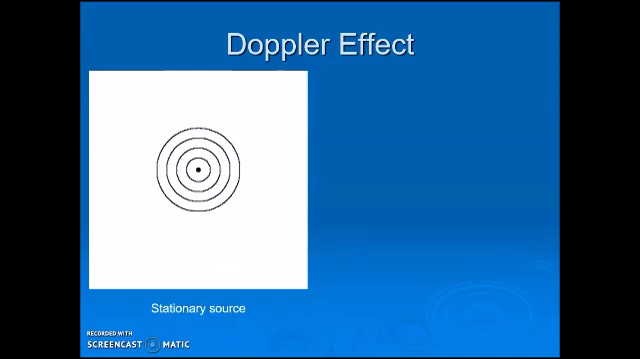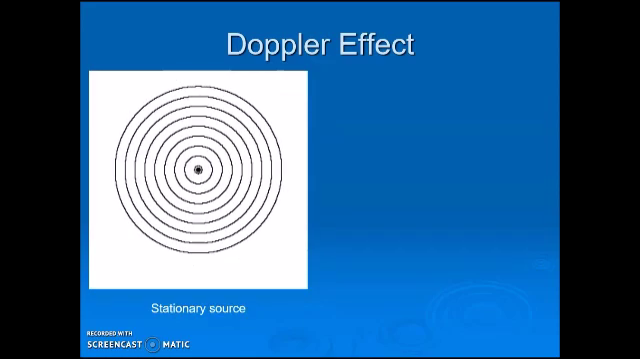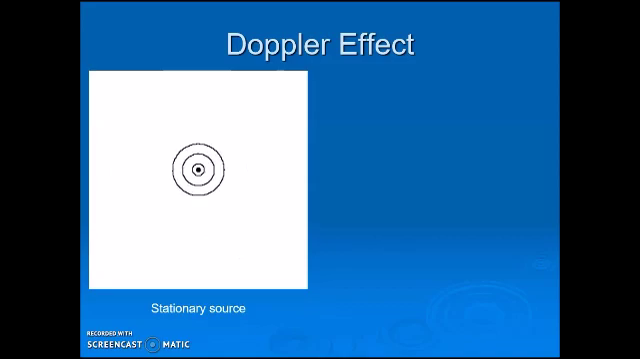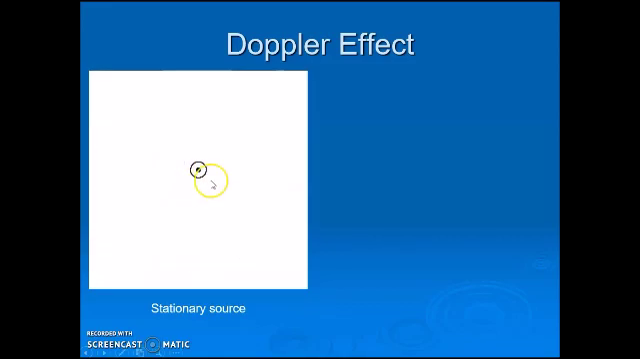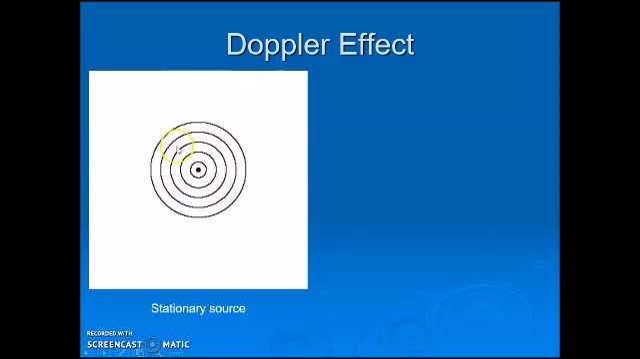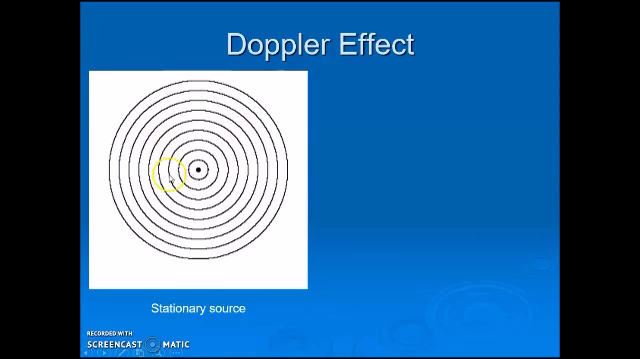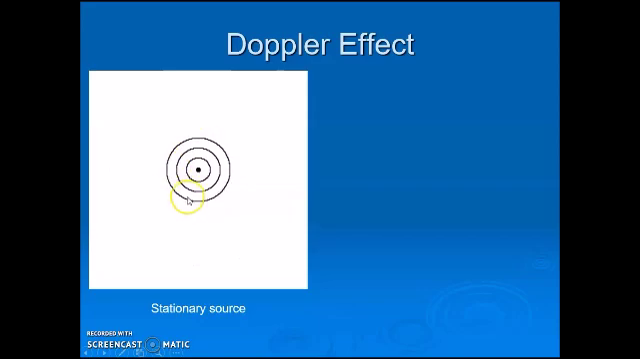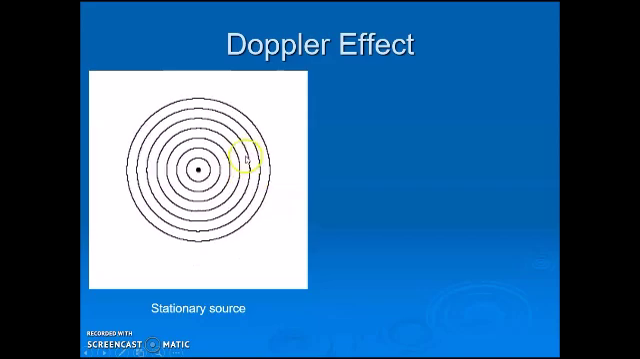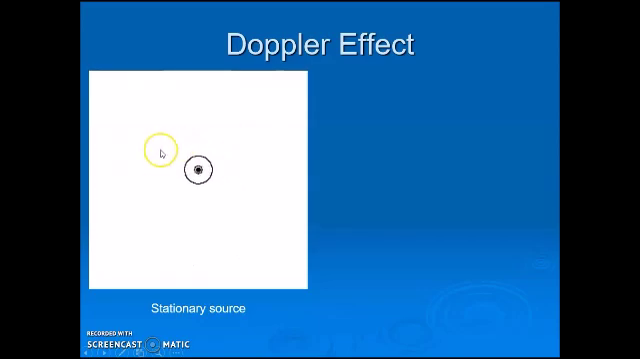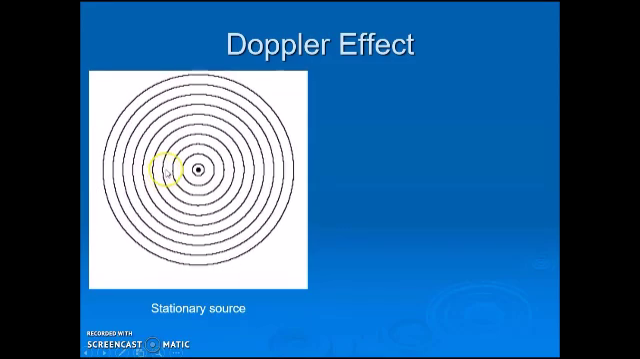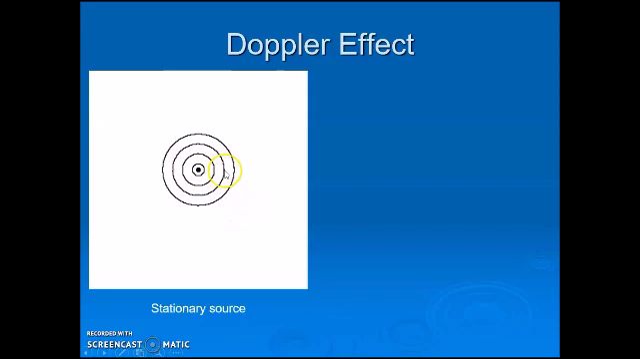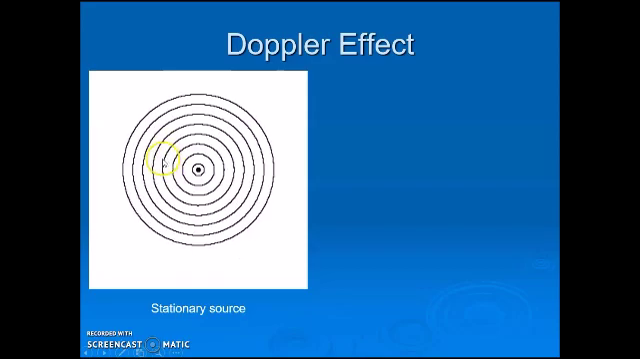Here's an example of a sound source that's just sitting there. The sound waves radiate out from it in equal directions, at equal rates, no matter where you are around the source. If you're just standing there, you're going to hear the same noise here as you would over here. If you look at the lines, the wavelengths look like they're the same length, and so you're going to hear the same sound.